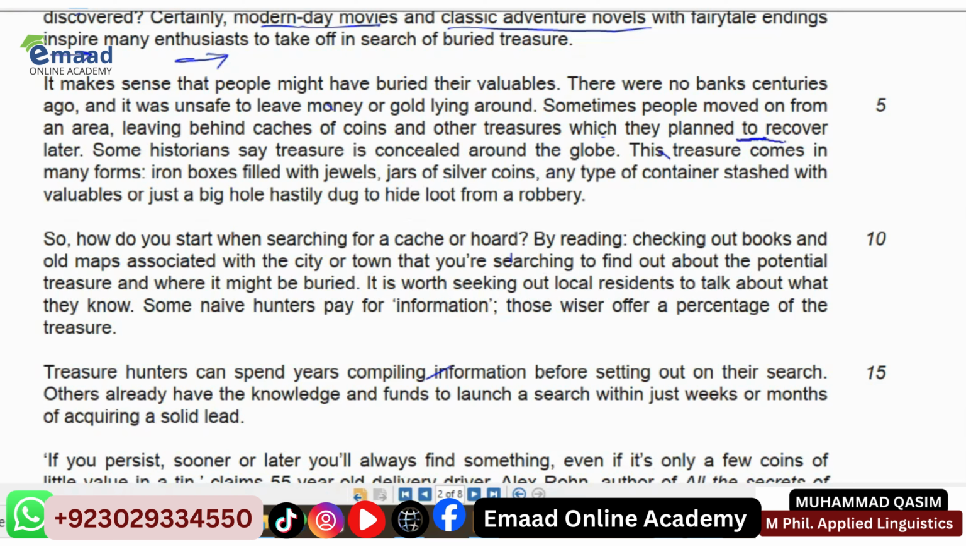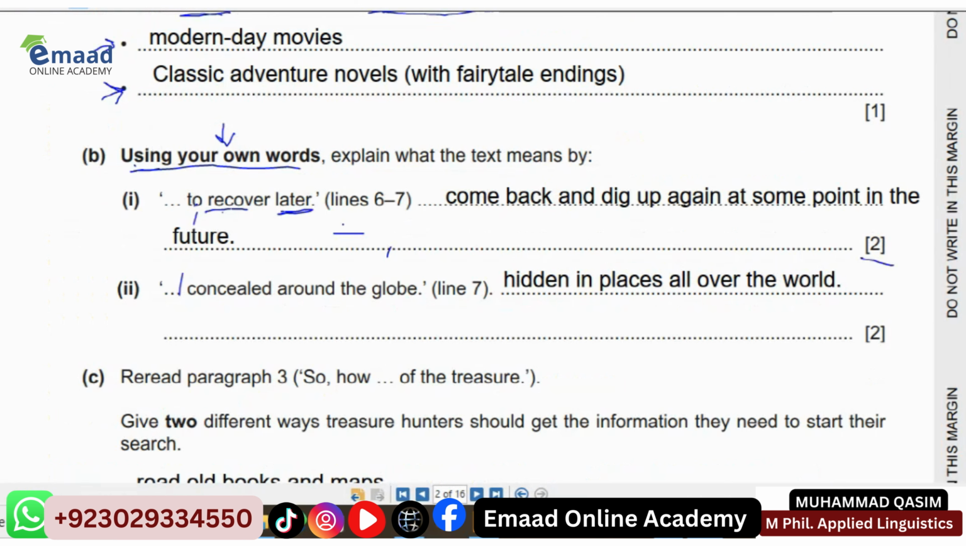So here is this phrase, to recover later. In this context, later means they will come at a certain point in the future and they will get them, collect them, dig out to get the treasure again. So to recover later in the text means come back and dig up again at some point in the future. This will be the proper answer.